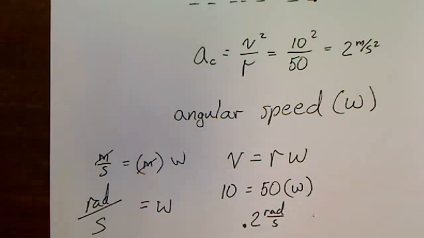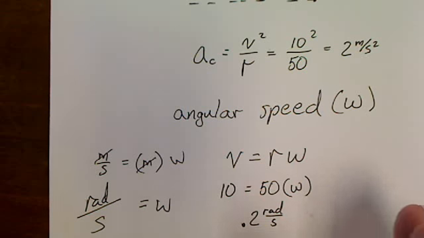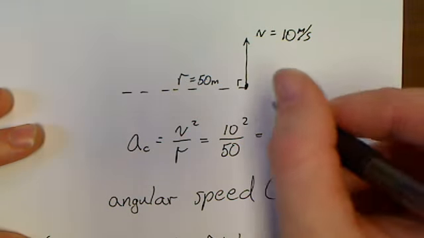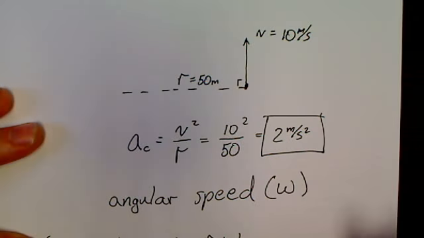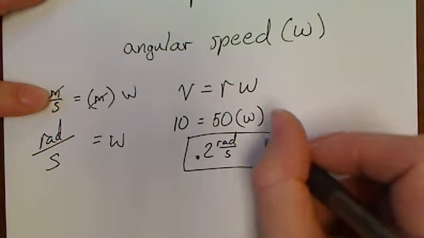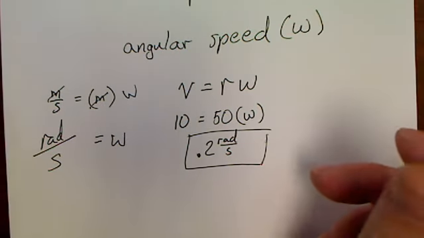bam, radians appears. And that's a crazy thing about radians. It's why we got to work all these problems in radians in the first place. All right, so your two answers to the first question. Answer to question A is 2 meters per second squared. The answer to the other one is 0.2 radians per second, or rads per second.